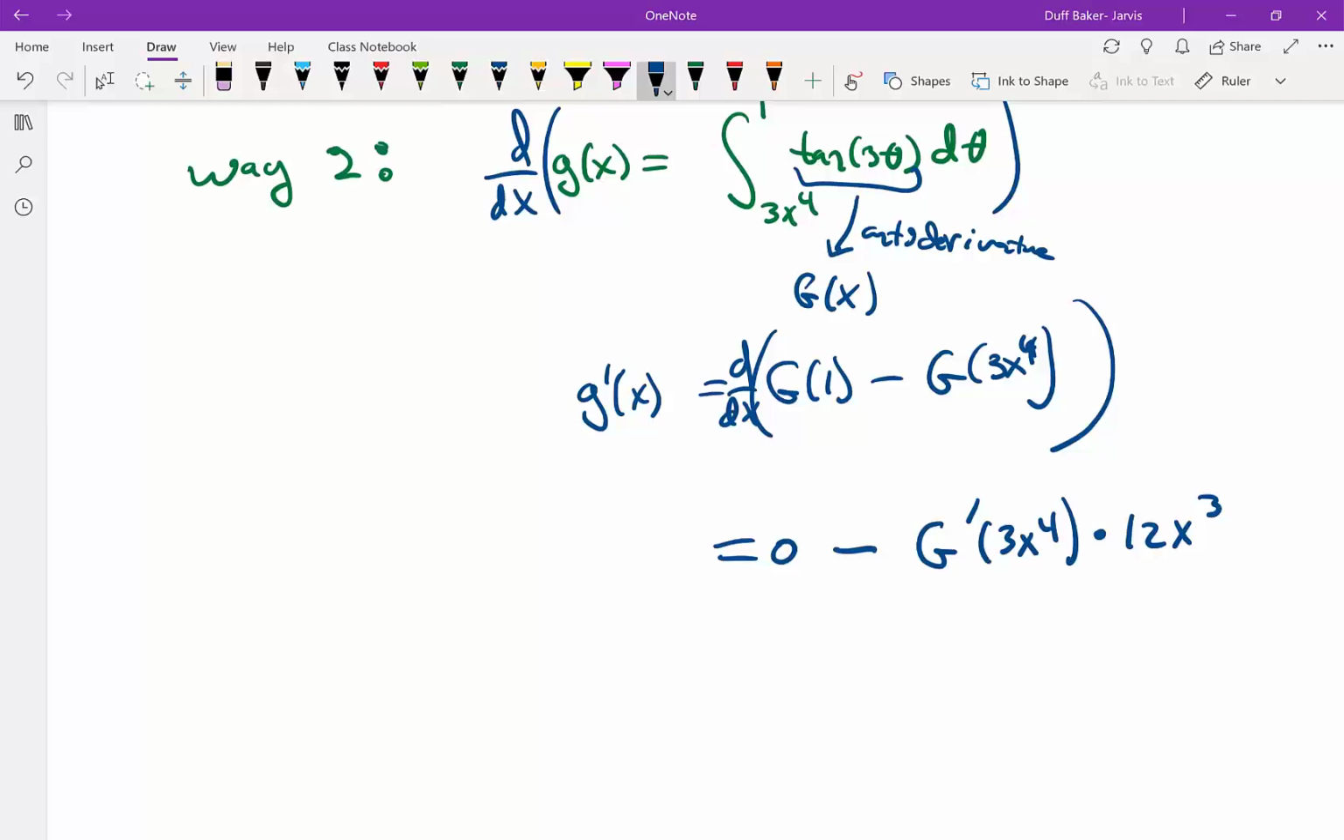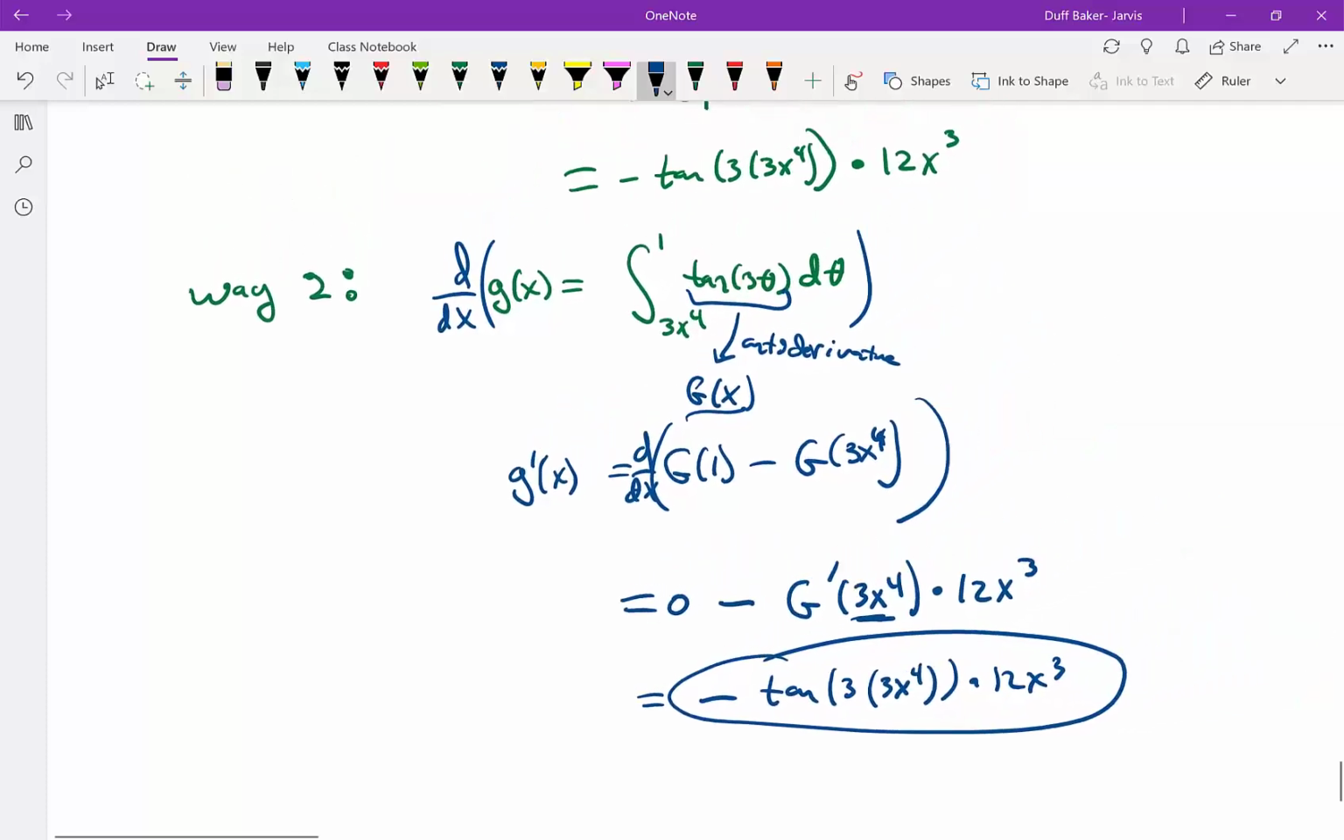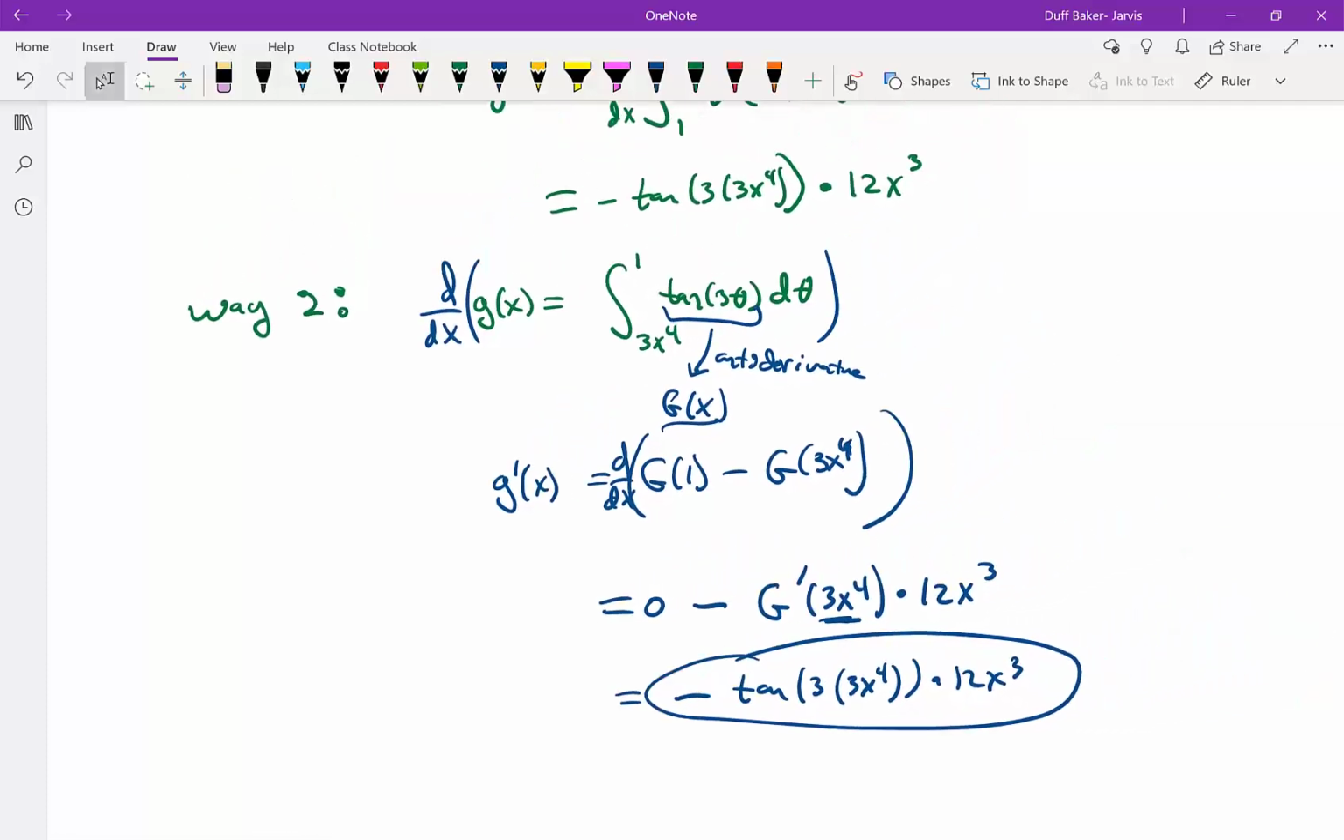And then we remember that g was the antiderivative of tangent of 3 theta, so the derivative of the antiderivative was just tan of 3 theta, so you would get tan of 3 theta, but instead of theta, we have to plug in 3x to the 4th times 12x cubed. So you would get the same thing. But yeah, so that's 2 ways of doing that.